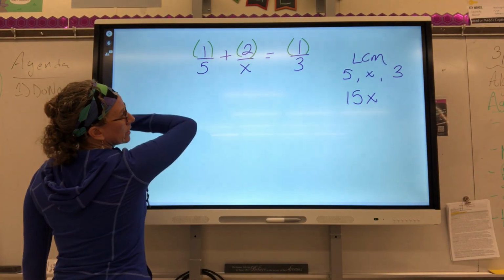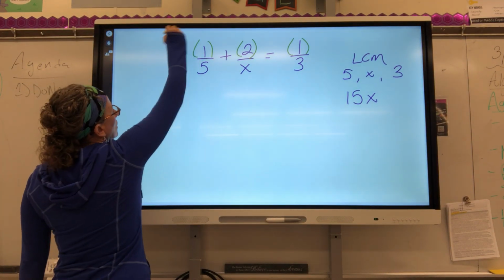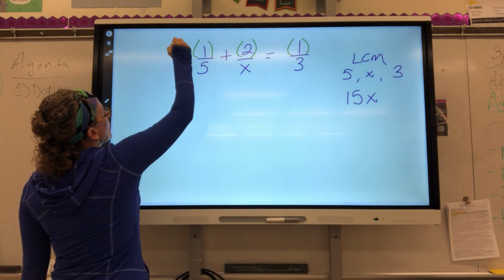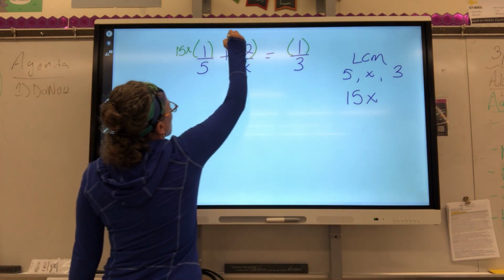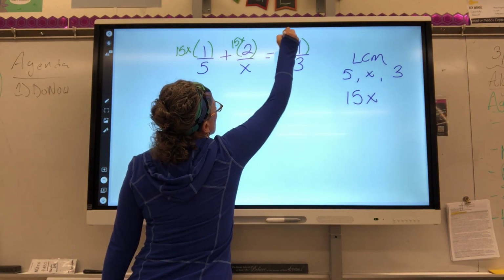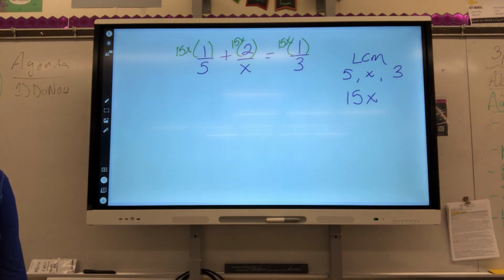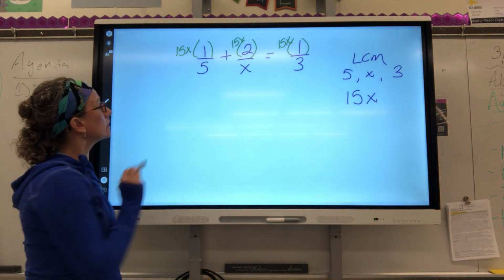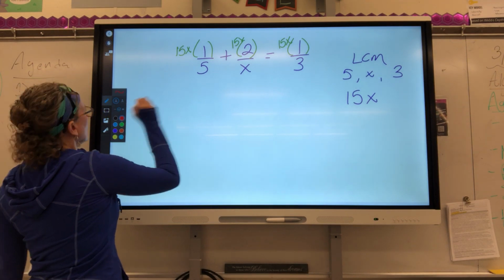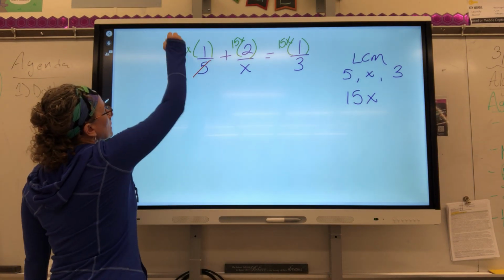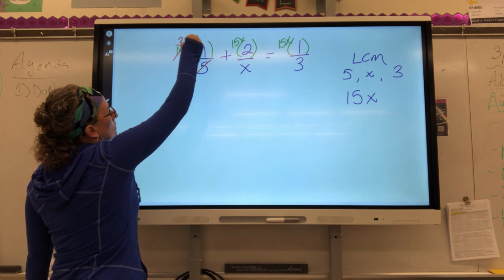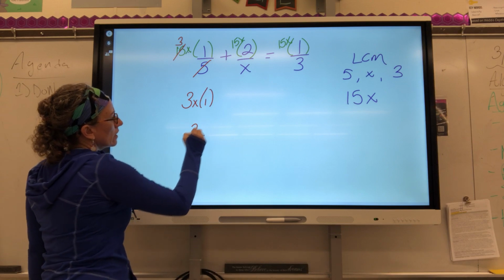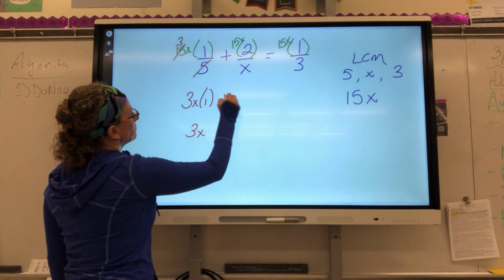So every part gets a 15x. All of this and all of this are multiplied by 15x. So I'm going to put a 15x here, and a 15x here, and a 15x here. Everything gets multiplied by 15x. And now you think, what am I doing to each fraction? What will be eliminated? The 5 will cancel with the 15, leaving 3. 3x times 1 is just 3x.